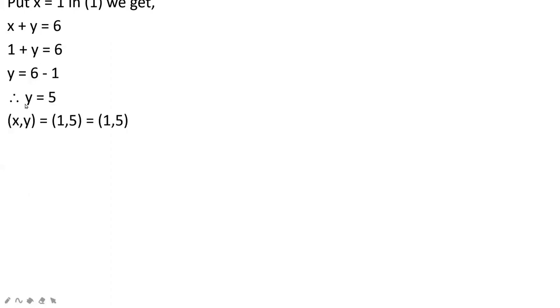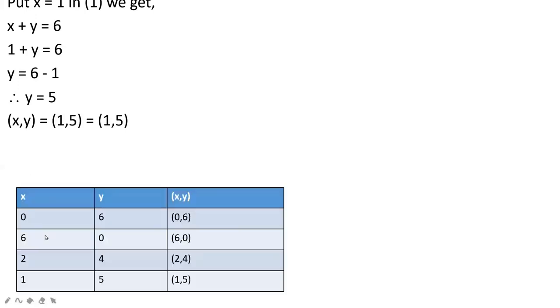Then we will substitute x as 1. So we get 1 plus y is 6. So y is equal to 5. Therefore, our x comma y value is 1 comma 5. So we got the 4 x comma y values for our first equation, that is 0 comma 6, 6 comma 0, 2 comma 4 and 1 comma 5. Now similarly, we will find 4 x comma y values for our second equation.